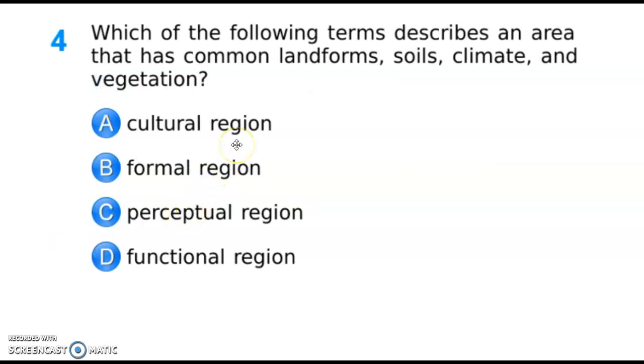The next one, which of the following terms describes an area that has a common landform, soils, climate, and vegetation? So this word common and the fact that it's landform, soils, climate, and vegetation would tie it to physical features. So this would be a formal region.